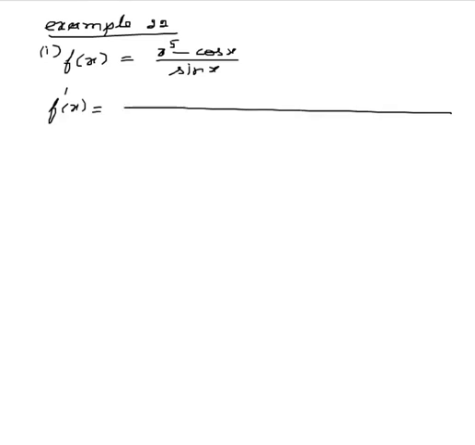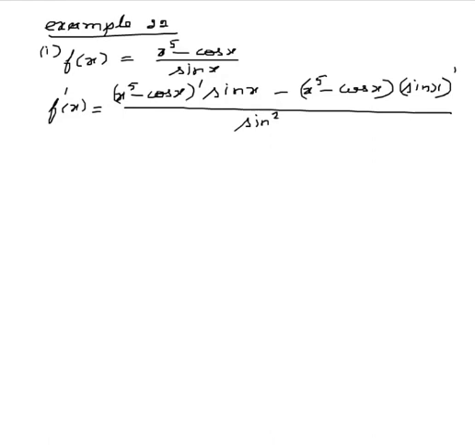Example 22, first subdivision. f of x is equal to x raised to 5 minus cos x divided by sin x. f dash of x is equal to, we will use the quotient rule, (x power 5 minus cos x) dash into sin x minus (x power 5 minus cos x) into (sin x) dash, divided by sin square x.